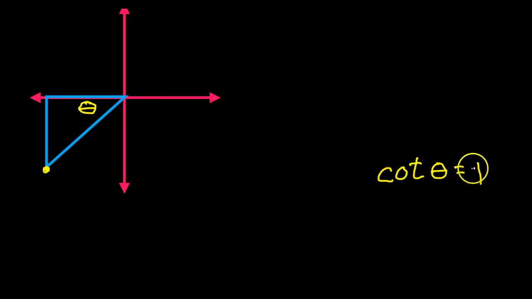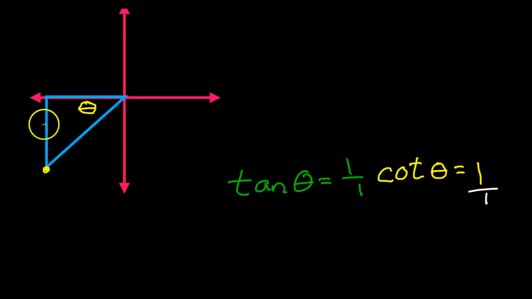Well, cotangent, I'm going to think of this as 1 over 1. We know that cotangent is the reciprocal of the tangent function. So let me go ahead and write that down. Let's see, is this visible? All right, so tangent, the reciprocal of 1 over 1 is still 1 over 1. So looking at theta here, I know tangent is opposite over adjacent. So that's opposite, that's adjacent. So that's 1 and 1.